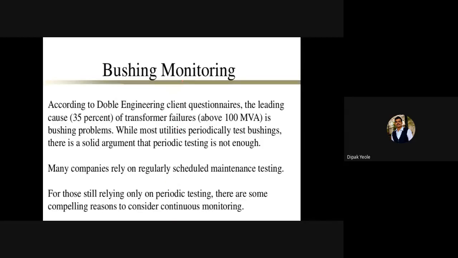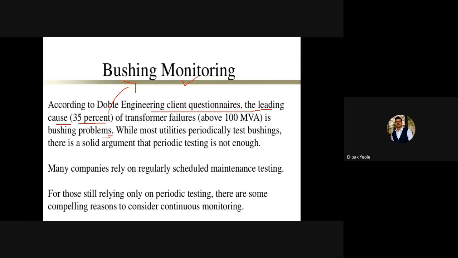We are interested in bushing monitoring. According to Doble Engineering client questionnaires, the leading cause, we are interested in the data. So Doble Engineering has collected the data, and they have found that the main cause of transformer failure, 35%, is because of the bushing only. Above 100 MVA, they made the analysis and collected the data, and they found that in these transformers, 35% bushing problems are observed.